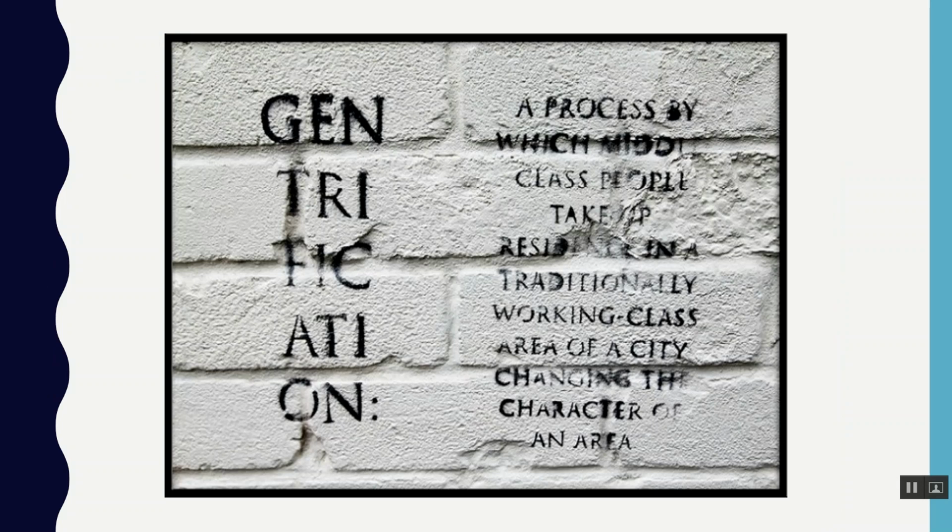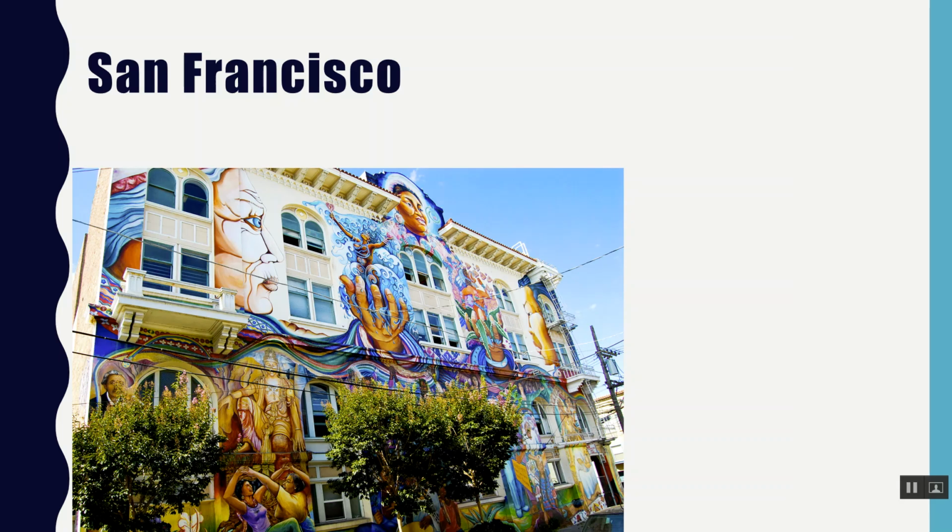And so this happens also through a process called gentrification. Gentrification is a process by which middle-class people take up residence in a traditionally working-class area of the city, changing the character of an area. So when I first moved to San Diego, North Park and Normal Heights were much more affordable than they are now. They have gone through a gentrification process, so has South Park. And now places like Barrio Logan are trying to fight this off, because people who have rented there for a long time wind up with no place to go. It can potentially increase homelessness.